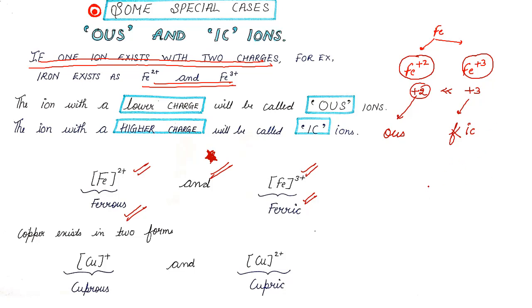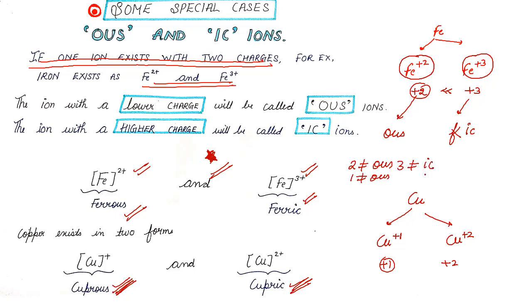Now moving further, if you talk about copper, copper actually exists in two forms, Cu+1 and Cu2+. So out of +1 and +2, which is smaller? +1. So Cu+1 is known as cuprous. Cu2+ will be known as cupric. So I hope in this slide it is clear that 2 doesn't mean -ous, 1 doesn't mean -ous, 3 doesn't mean -ic. This you do not have to remember. You just have to remember out of the 2, the smaller one is -ous and the bigger one is -ic.